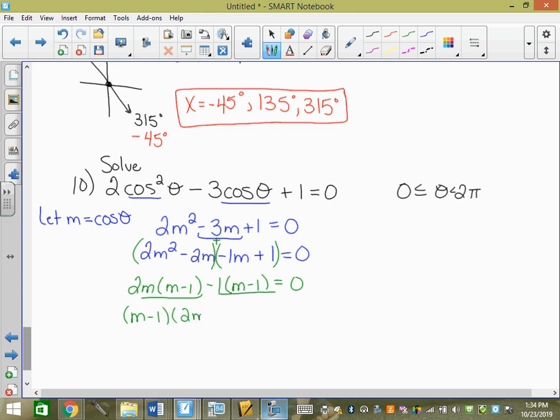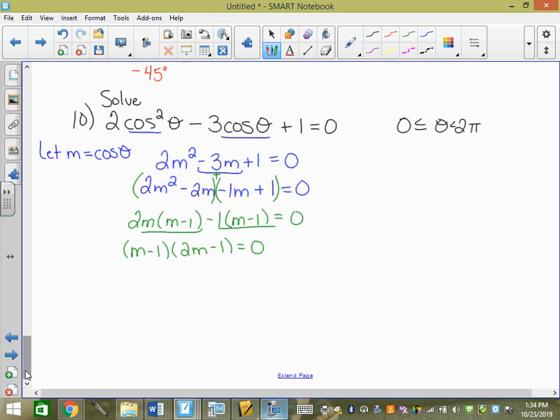2m minus 1. And in grade 11, so that was grade 10, we learned how to factor. In grade 11, we learned, take those two factors, set them equal to 0, solve for the m. Right? So m minus 1 equals 0. 2m minus 1 equals 0. M equals 1. 2m equals 1. M equals a half. People who do this in one step sometimes will write 2 because you just flip them in your head. So I do 2 steps.